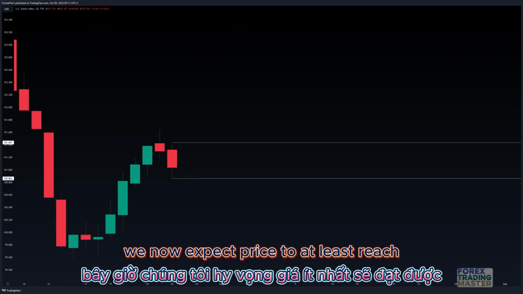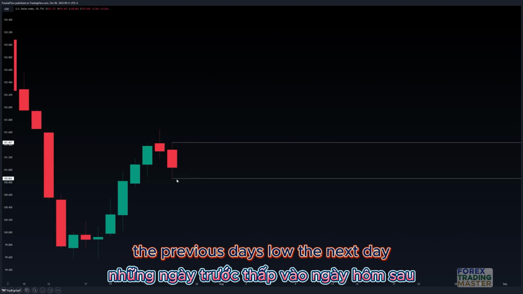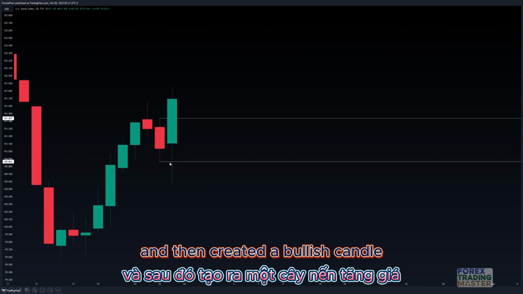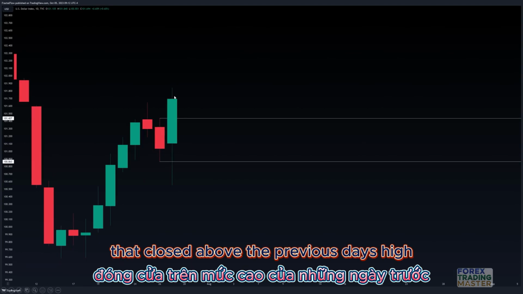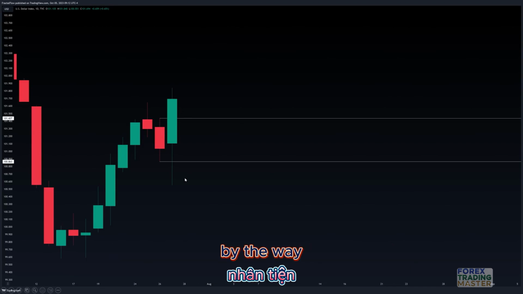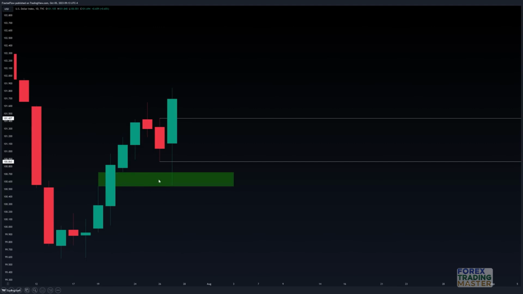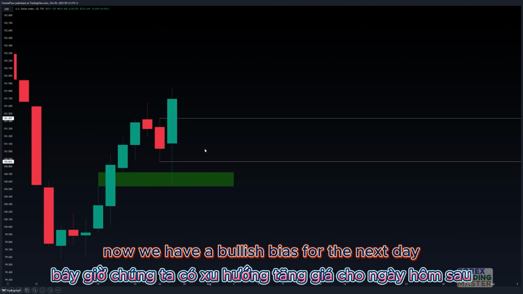Updating the new high-low, we now expect price to at least reach the previous day's low the next day. We see that price indeed reached the previous day's low, and then created a bullish candle that closed above the previous day's high. By the way, notice how price reversed at a fair value gap in here. Now, we have a bullish bias for the next day.